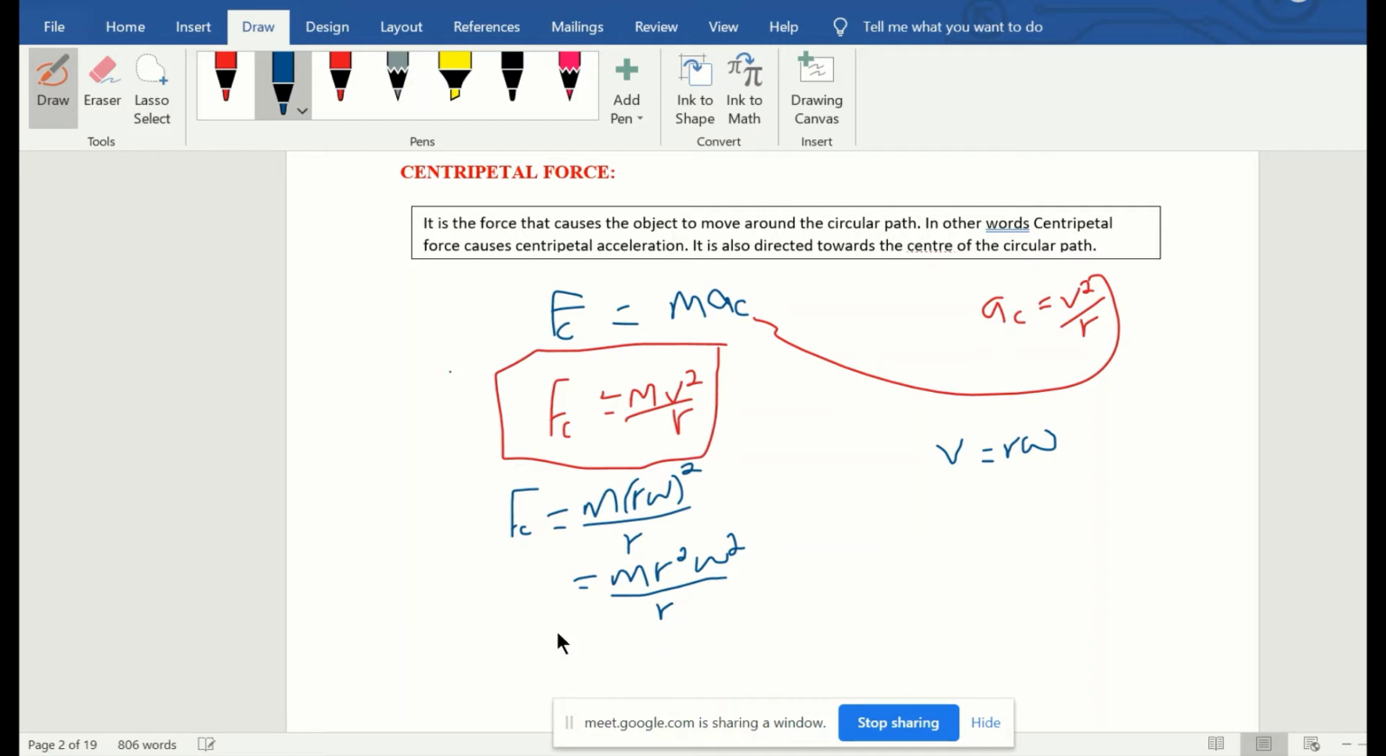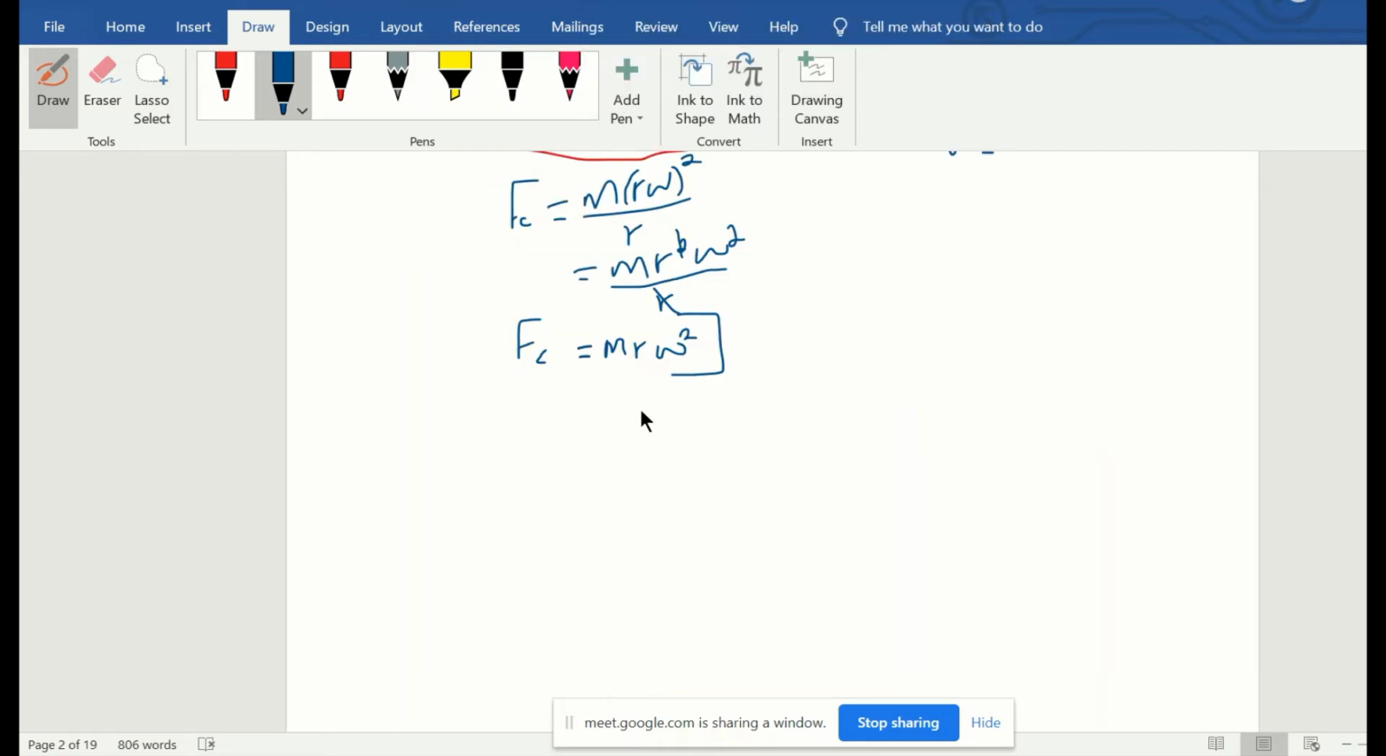All right, what next? So therefore, I can say that my centripetal force is equal to m r omega squared, since we cancel one r. We are left with m, which is the mass, times r times omega squared. So here is a next formula we can use to solve for centripetal force. We can also relate centripetal force to frictional force.